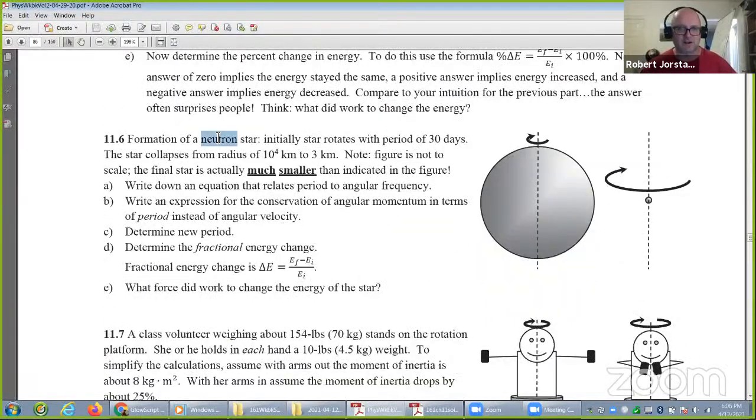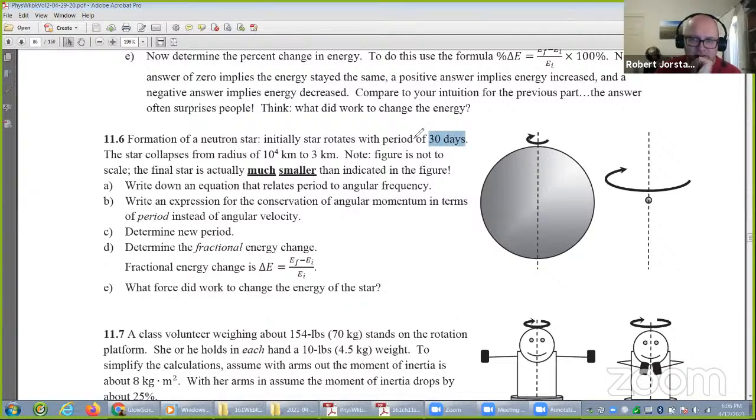Look at this neutron star. I'm not a huge astro fan, but I do think this is amazingly cool. The numbers in here are somewhat realistic as well, as crazy as you're going to find out they are. Imagine you have a star and it's initially rotating with a period of 30 days. And this goes to what Gonzalo was saying earlier. The period relates to omega. Gonzalo, what was that relationship?